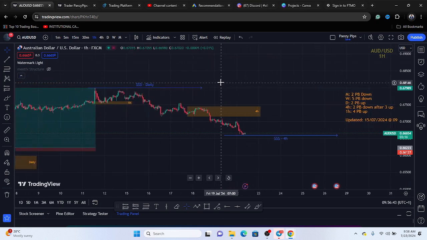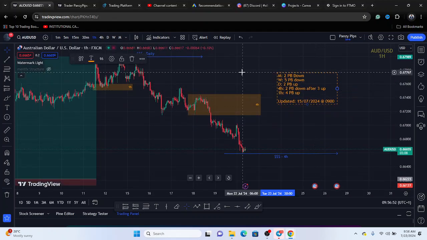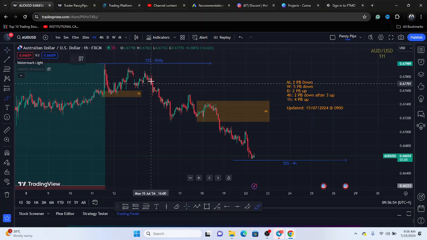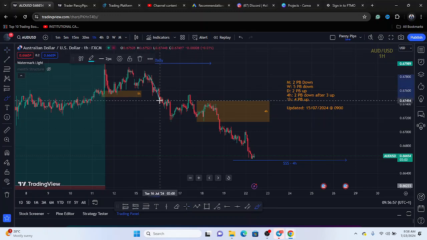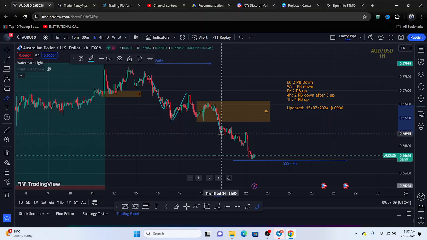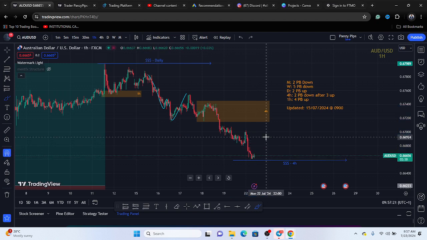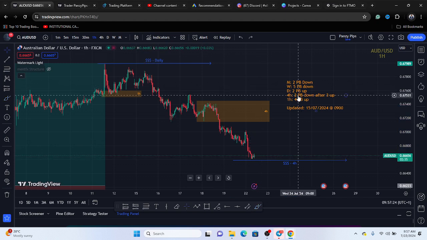On the 1 hour, we're here. Didn't make it like we said. Market broke through. Okay, so we had one breakthrough, pullback, two breakthrough, U-turn bullish, and then it took this point to be one down, pullback, two down, pullback, and then three. So we are 3 PB down on the 1 hour.